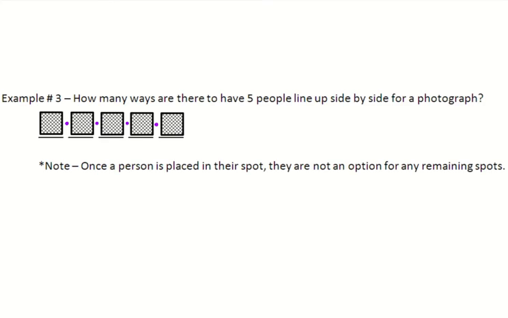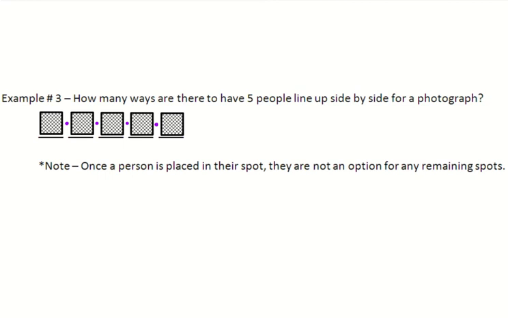But moving on to example 3, which I sort of consider a different kind of example. How many ways are there to have 5 people line up side by side for a photograph? So if you had 5 people and you wanted to line up shoulder to shoulder, side by side for a photograph, how many different arrangements, how many different ways could you have them line up?